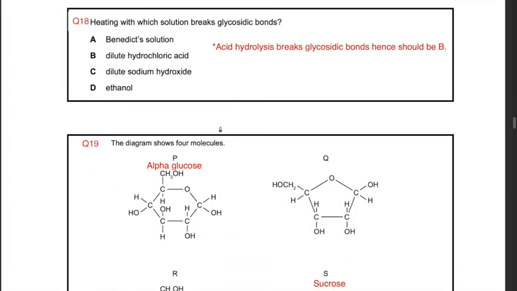Question 18. Heating with which solution breaks glycosidic bonds? Breaking of glycosidic bonds is hydrolysis, and hydrolysis can be done in different ways. It can be done by using water or it can be done by acid hydrolysis. Therefore, the best possible answer over here is B, dilute hydrochloric acid.